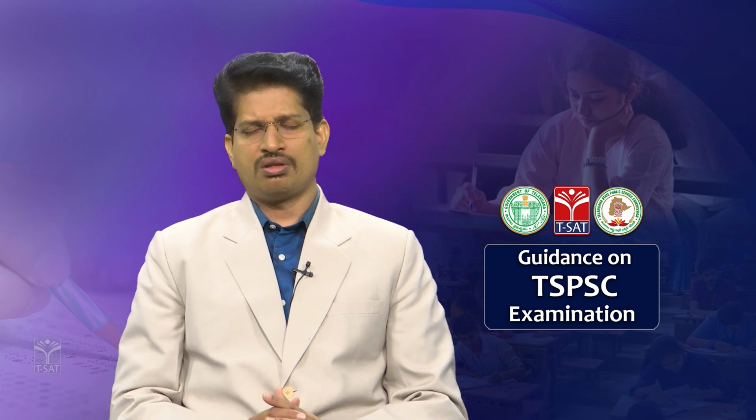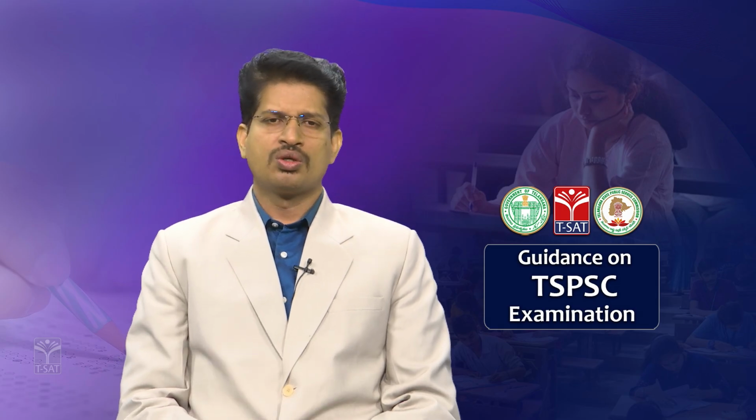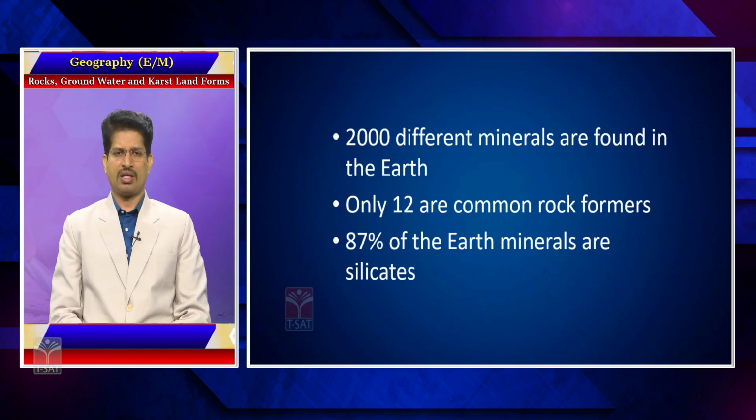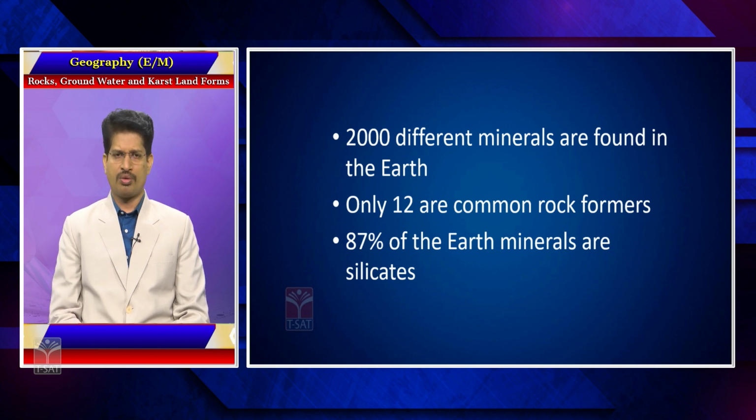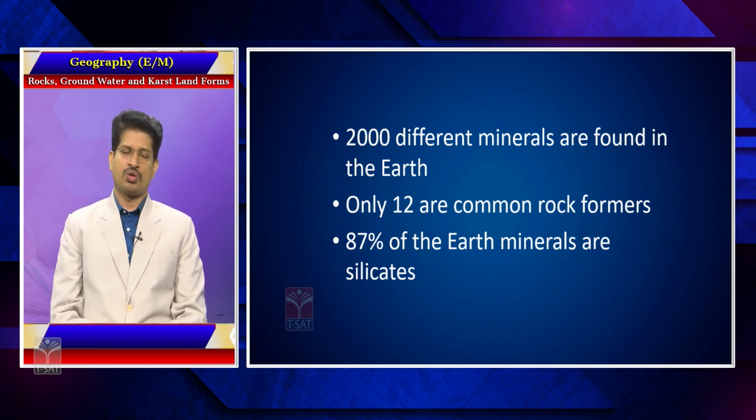In the Earth's surface, about 2000 different minerals are found. Out of these 2000 different types of minerals, not all are evenly available. Only 12 are common rock formers. So out of these 2000 different kinds of minerals, only 12 are common, and out of these 12, 87% of the earth's minerals are silicates, which are a combination of silica. So on these 3 points even questions can be framed.